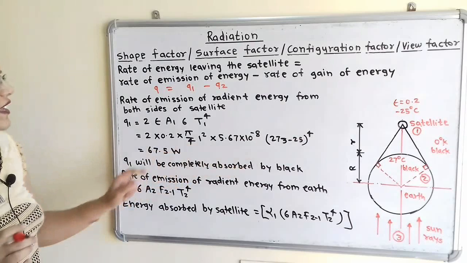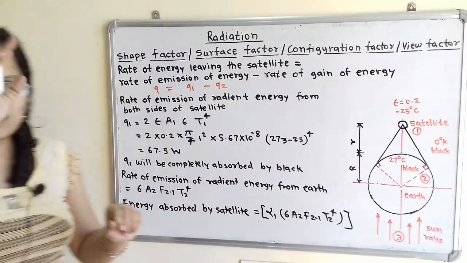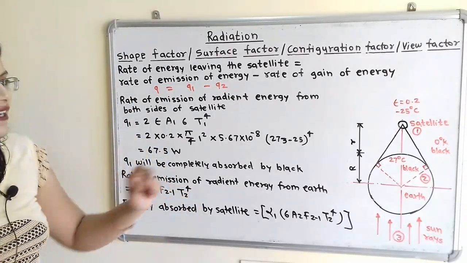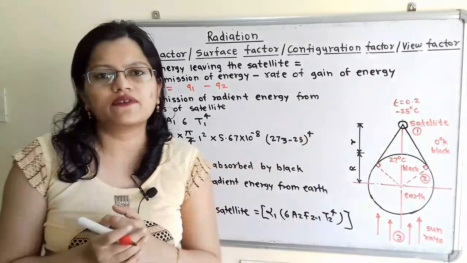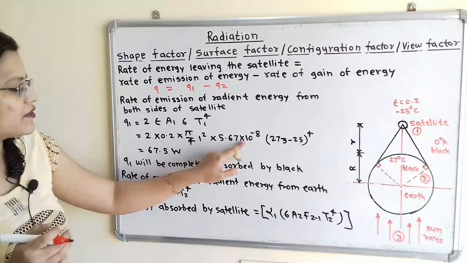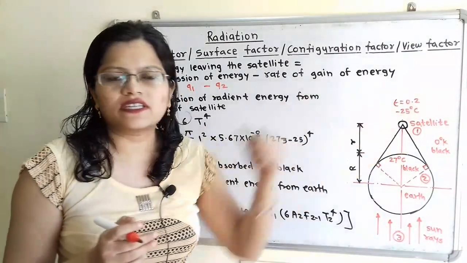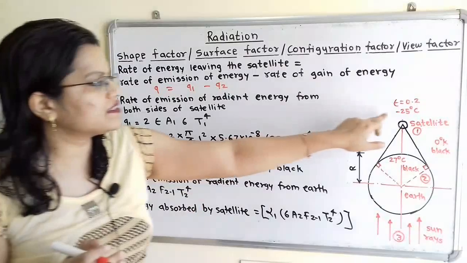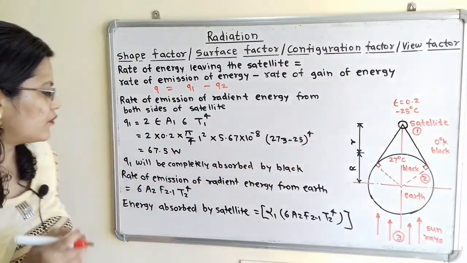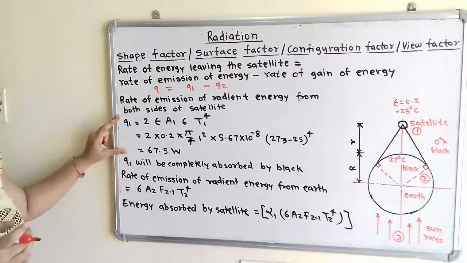Now we will put the values. So 2 into epsilon 0.2, area for this circular cross section pi by 4 d square, and the diameter of satellite is given 1 meter, so pi by 4 into 1 square, sigma 5.67 into 10 raised to minus 8, T1. We have to take temperature in Kelvin, so because of the minus sign we will use 273 minus 25, raised to 4. The answer is 67.58. This is the value of Q1.